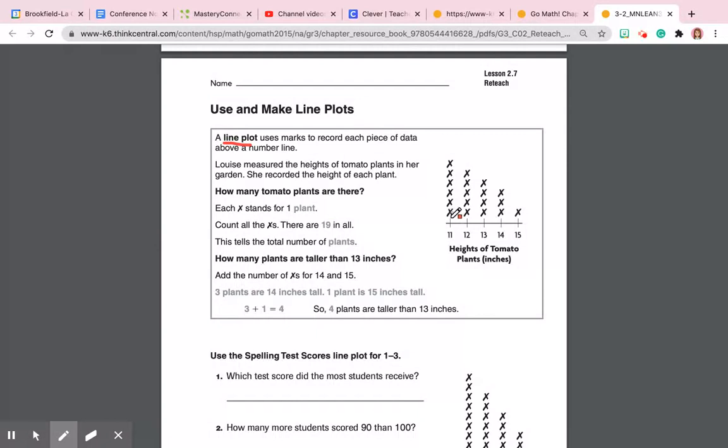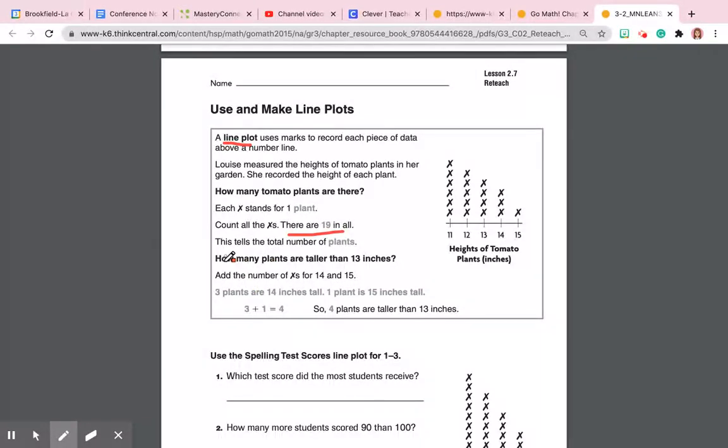Let's count together. 1, 2, 3, 4, 5, 6, 7, 8, 9, 10, 11, 12, 13, 14, 15, 16, 17, 18, and 19. So that tells me that there are 19 plants in all. And it tells us that right here, there are 19 in all. This tells us the total number of plants.